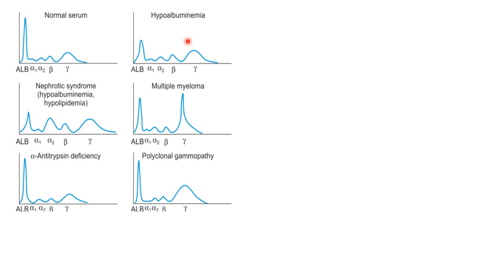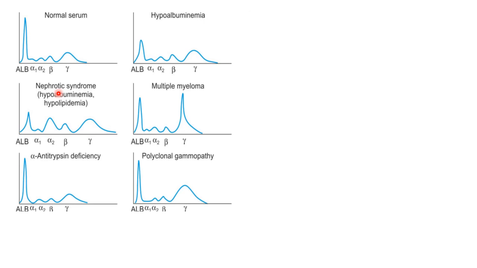This is the electrophoretic pattern seen in case of hypoalbuminemia. Hypoalbuminemia is characterized by decreased concentration of albumin, so the albumin band will be lower as compared to the normal one, and there is a compensatory increase in gamma globulin, so the globulin band will be wider as compared to the normal serum sample.